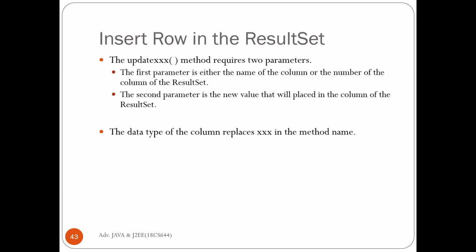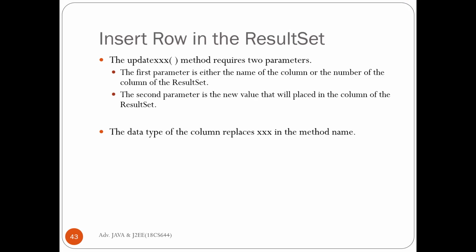So we'll use the update method to specify the column names and the value that we will be placing. Again, as we know, the update method requires two parameters. The first one is either the name of the column or the number of the column. The second parameter is a new value that will be placed in that particular column. Here we must be careful about the data type that we use.